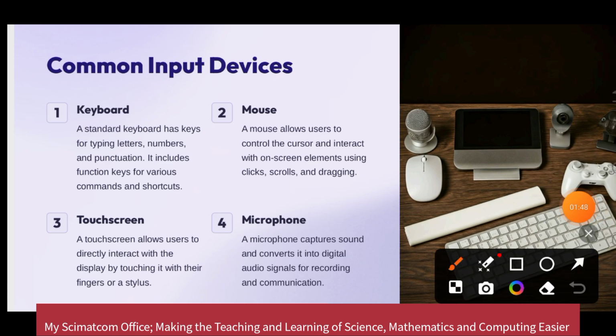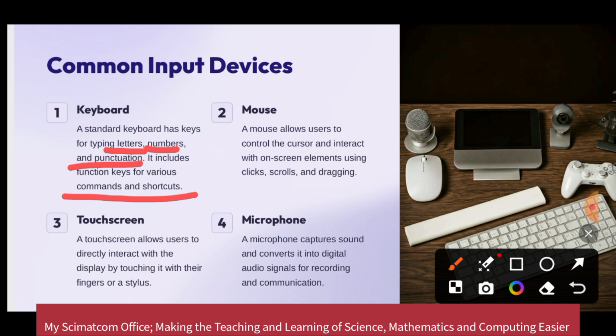So the keyboard has keys that are used for typing letters, numbers, and punctuations. It also includes function keys for various commands and shortcuts. That's the keyboard for you. So it contains keys for typing letters, numbers, punctuations, and also function keys for several commands.